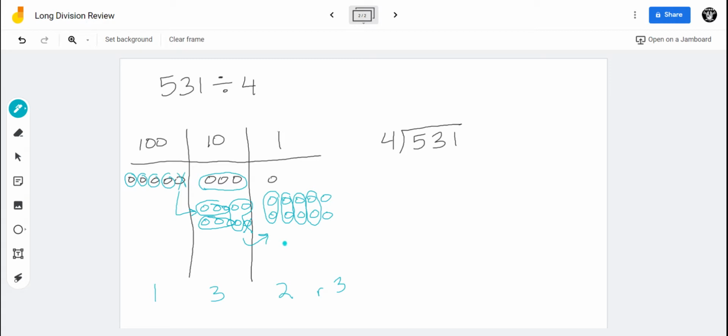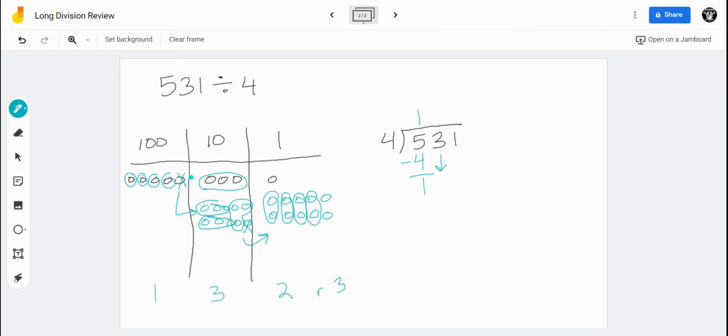All right, ladies and gentlemen, now I'm going to go see if I can do the same thing with the standard algorithm. So here we say 4 fits into 5 one time. 1 times 4 is 4. Okay, subtract, I have 1 left over. I bring down my 3, so I had 1 left over here, right? Each group of 100, 1 left over.